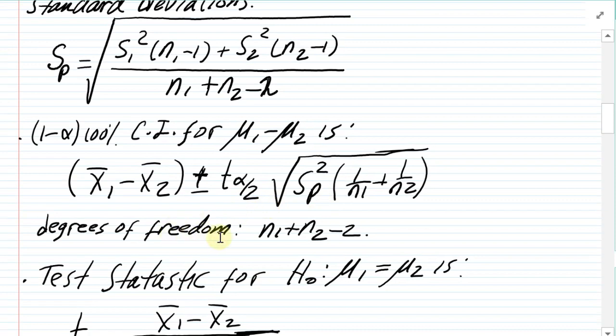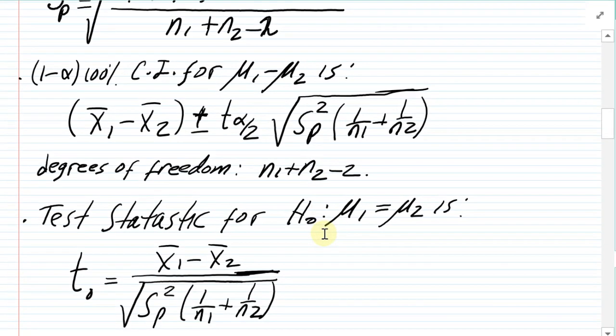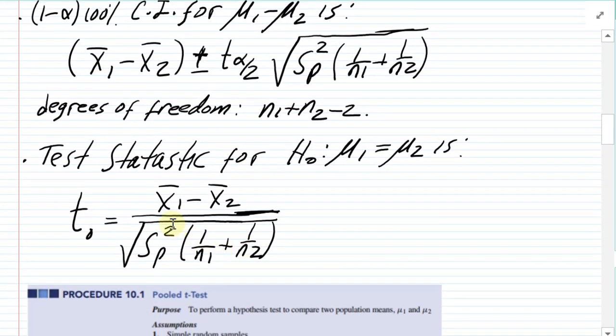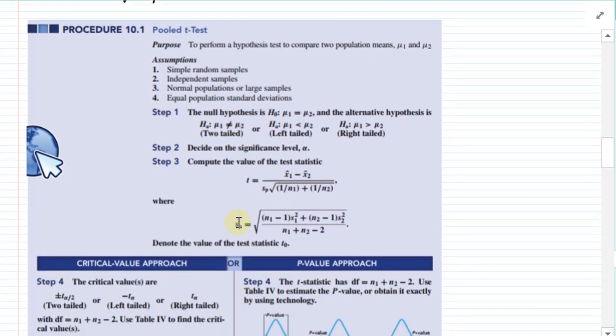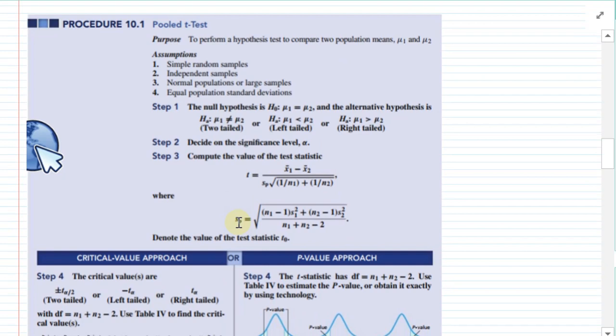The degrees of freedom for this one is going to be N1 plus N2 minus 2. Okay, it's not going to be that Satterthwaite approximation. Our test statistic for the same hypothesis is given by this. And again, we do this in Minitab, so we don't need to know these formulas. So here we go. It's just kind of a summary of what we did just now for the pooled case.